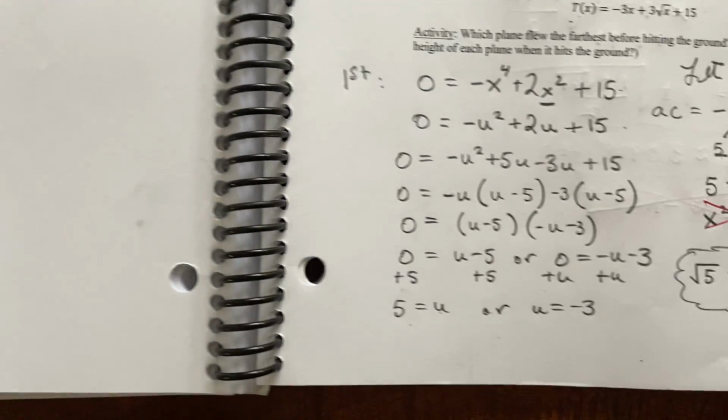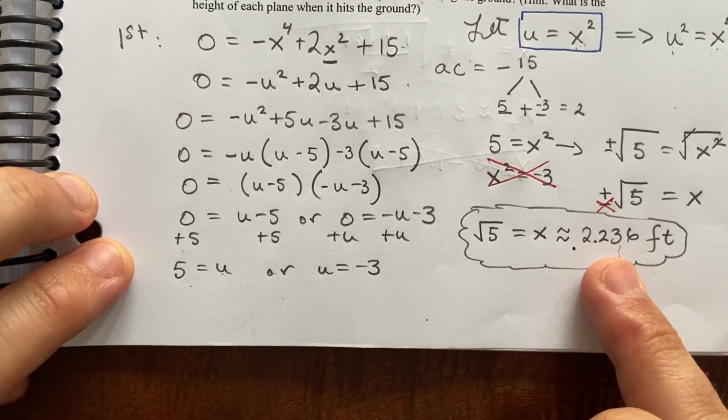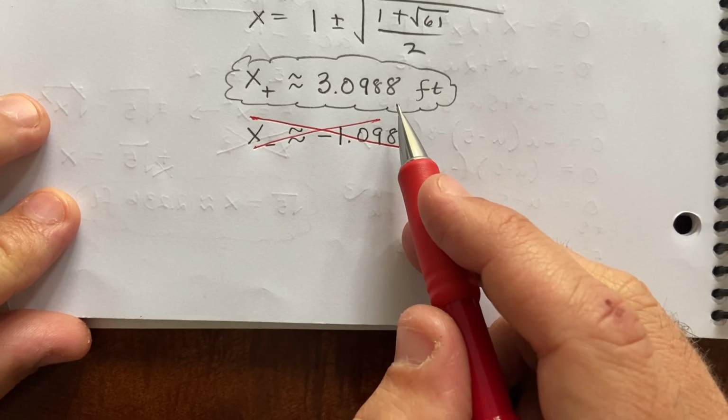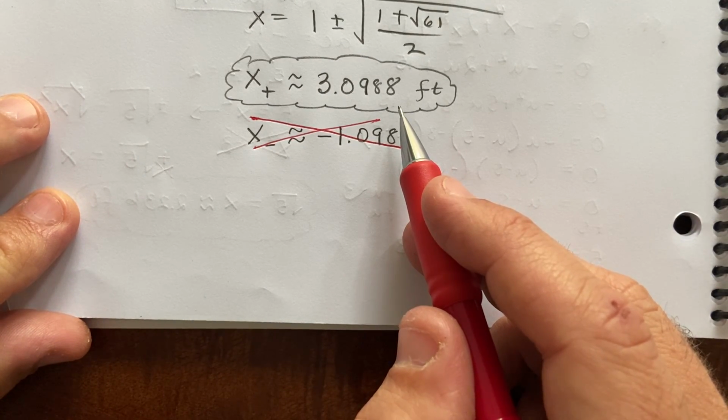Okay, so our first one went this far. So the second plane is now in the lead by a little bit. It went a little bit over 3 feet away from the house.